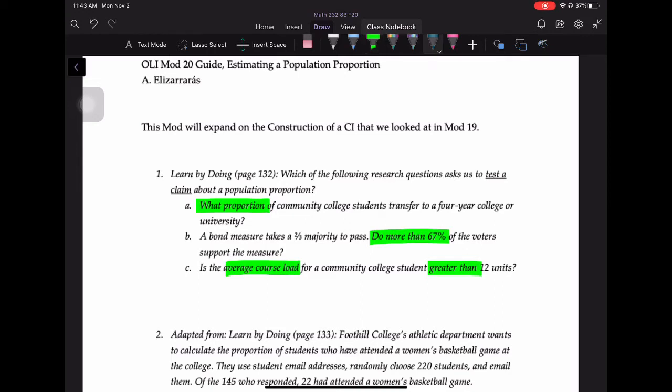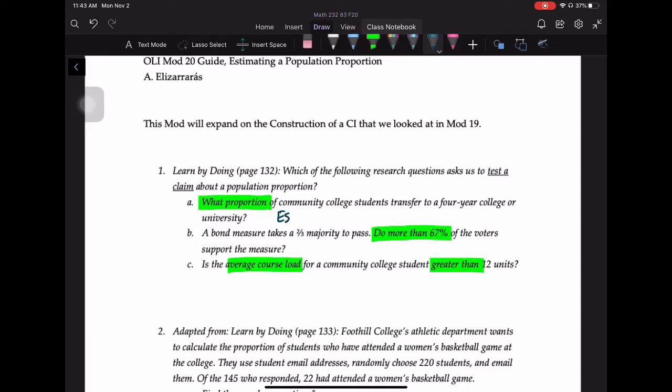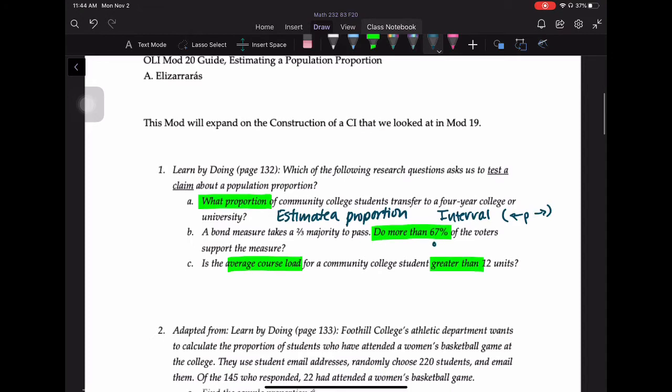What proportion is asking us to estimate a proportion? They're trying to create a confidence interval here to actually capture P. A bond measure takes 2/3 majority to pass, do more than 67%. So first of all, it's testing a claim and it's using a percentage. So we have a percentage and we're testing a claim. This is our answer. Number 3 says average course load. We're testing a claim here by asking greater than, but this is average, which is not a percent, that's mean, and we will focus on that later.